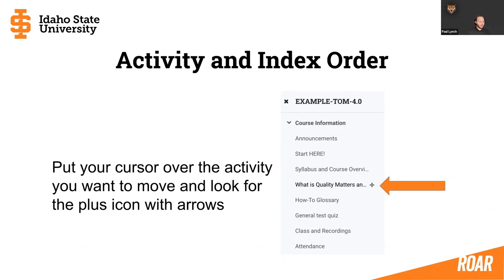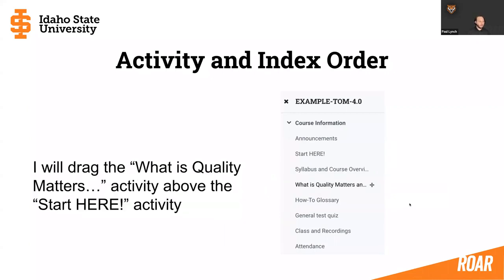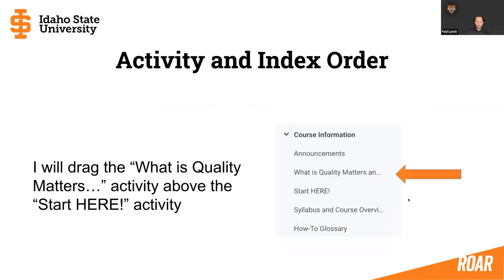What I'm going to want to do is drag the What is Quality Matters activity and place it above the Start Here activity. To do so, I'll place my mouse over that activity I want to move. Again, look for that plus icon, and then I will grab the activity and move it to a different place within that module. So we can see after this is done, I've placed that What is Quality Matters activity above the Start Here activity.